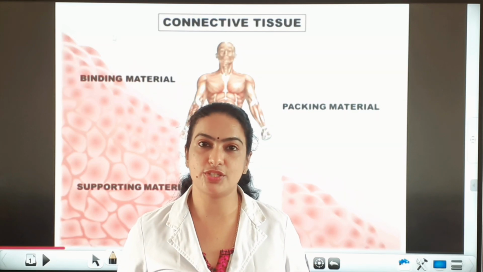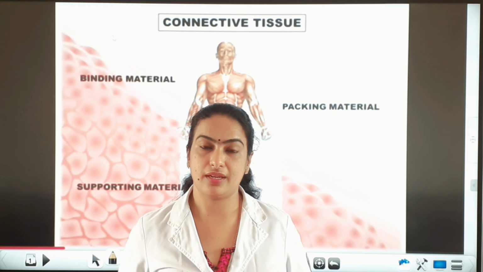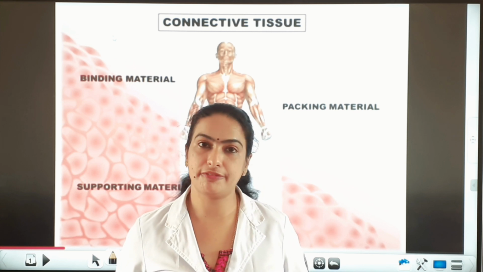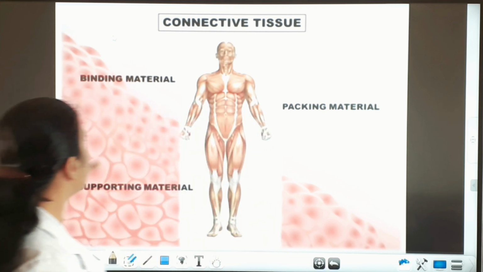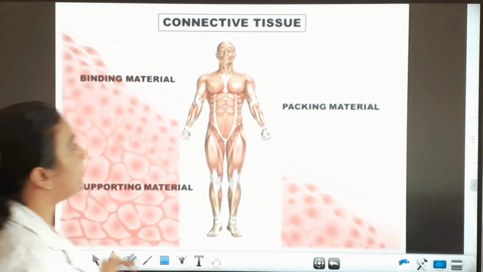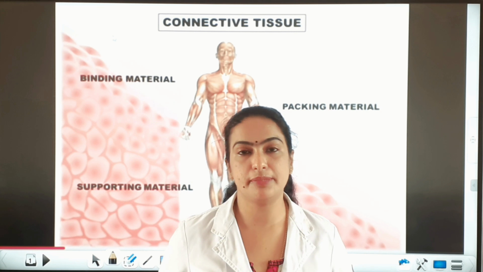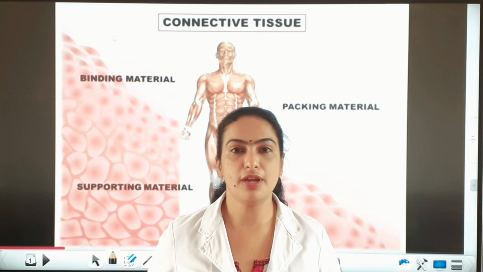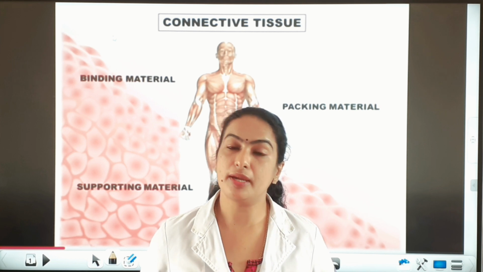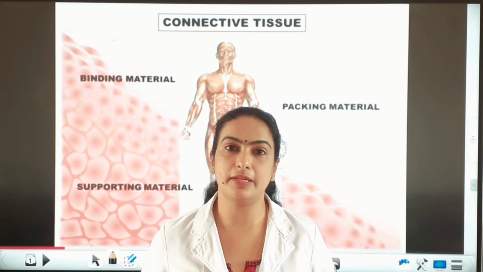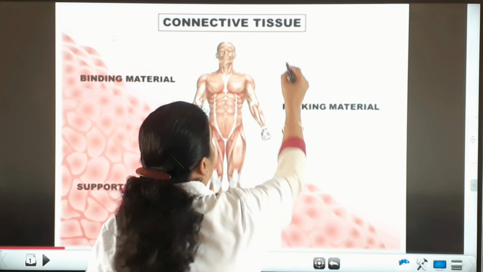Now I am going to teach you connective tissue. Connective tissue means a group of tissues which perform the functions such as binding, supporting and packing of different parts or different organs of the body. And these connective tissues are embedded in a medium, and that medium is called matrix.